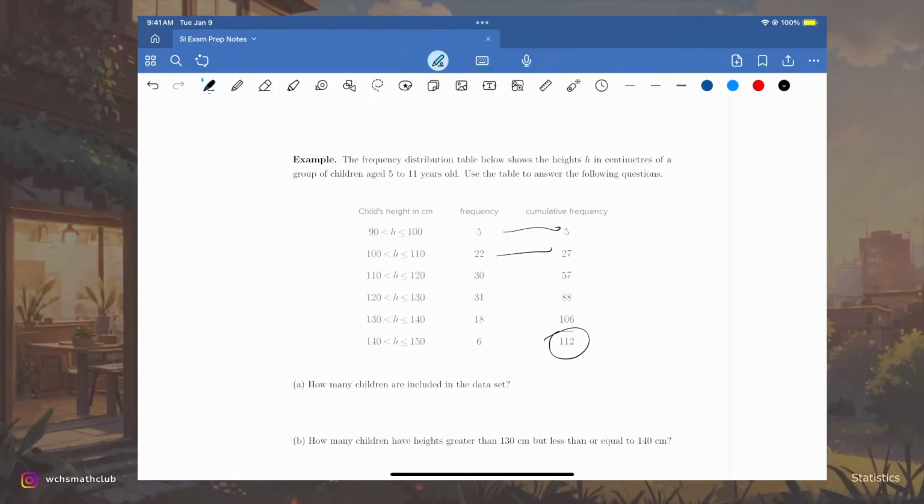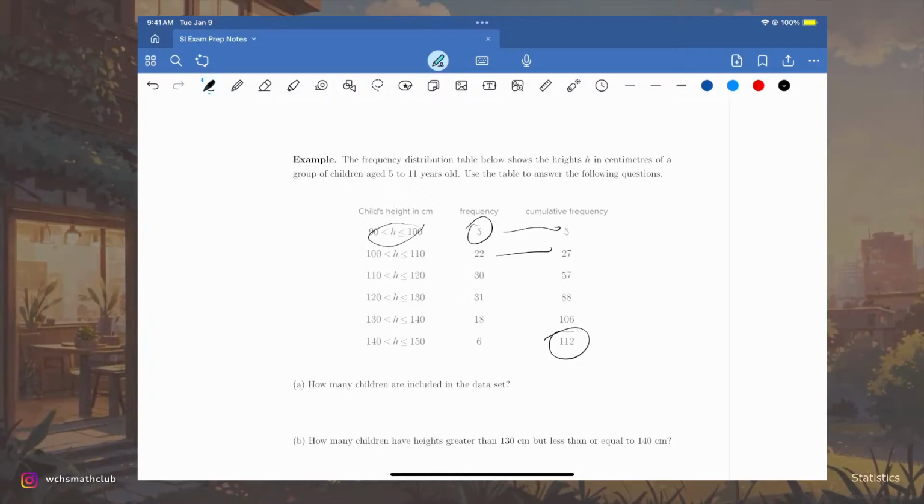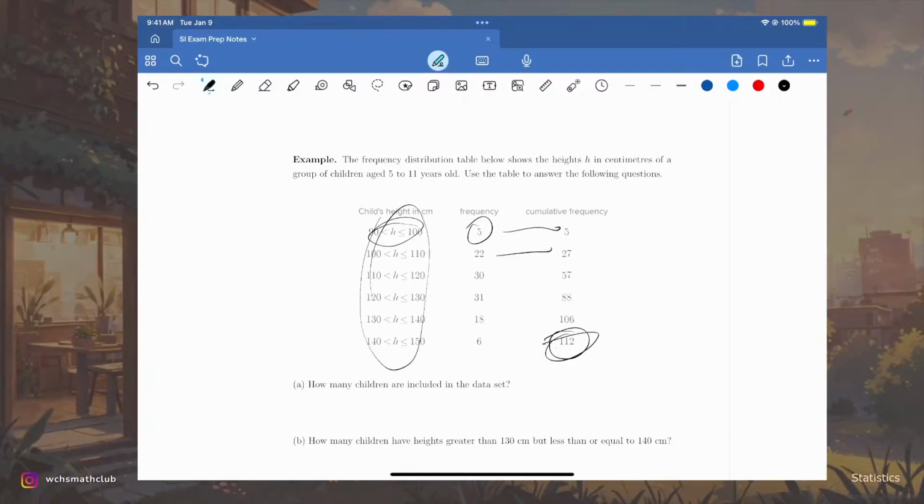mean, you can simply multiply your frequency by the child's height to get the data value out there. You add them all up for every single group, and then you divide by the total number of items, which is already given in your frequency table.